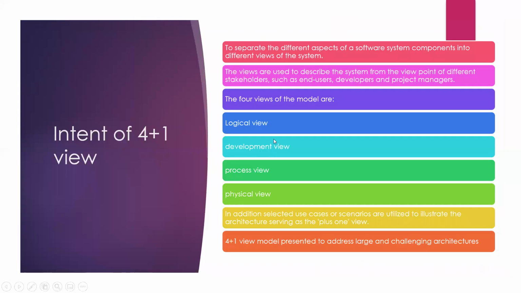Okay. When you're looking into this at the next level, the deeper way, the purpose of this 4+1 view architecture is to separate the different aspects of a software system's components into different views of the system. So the views are used to describe the system from the viewpoint of different stakeholders such as end users, developers, and project managers. These 4 views are logical view, development view, process view, and physical view. In addition, selected use cases or scenarios are utilized to illustrate the architecture, serving as the plus 1 view.